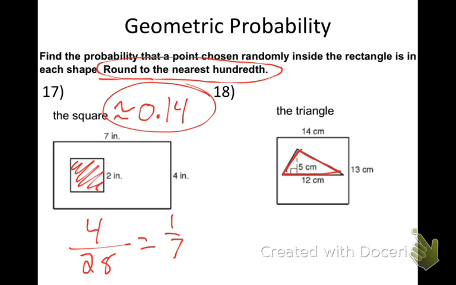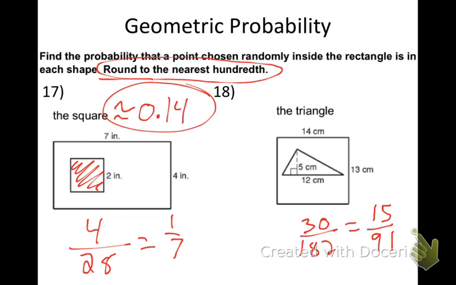What's the area of the triangle? 30. 30, because it's half the base times the height, right? So I get 30 over, now I find the area of the rectangle. What's the area of the rectangle, anybody? 182. And that simplifies to 15 over 91.